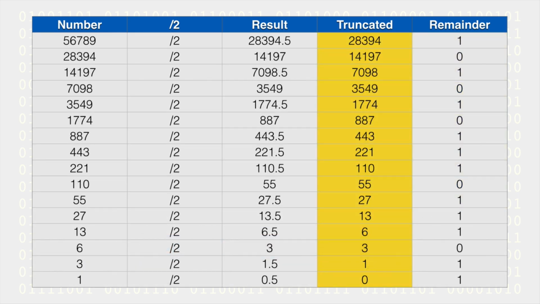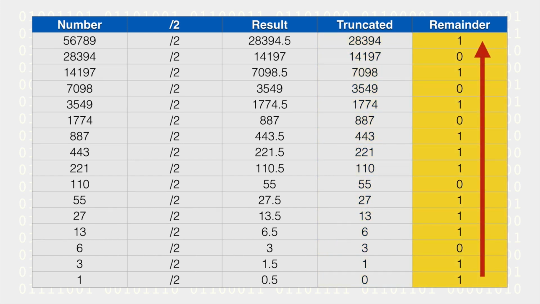I will do 56,789. Not going to walk through each step here, but we have that truncated area going down until we get to zero at the very bottom. We look at our remainders, we move up, and sure enough, 56,789 in binary is 11011101010101. You can do this with even larger numbers.